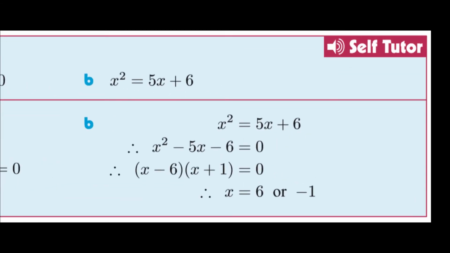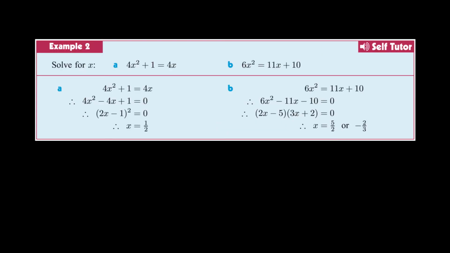In case you were confused on how we factorize in example B, there are two numbers that multiply to negative 6, and the same two numbers add up to negative 5. In this case, negative 6 times 1 equals negative 6, and negative 6 plus 1 equals negative 5. So the two numbers are negative 6 and 1.